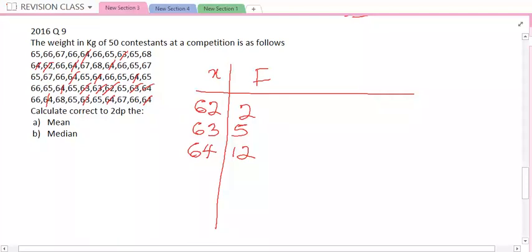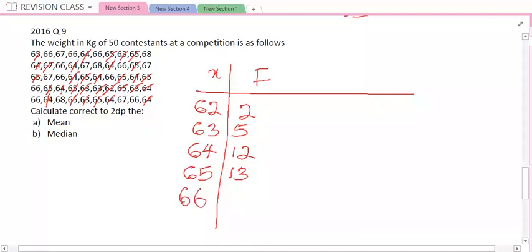The next one, 65. How many times does 65 occur? Let's go back to the data. We have 1, 2, 3, 4, 5, 6, 7, 8, 9, 10, 11, 12, 13. So it occurs 13 times. The next one, 66.